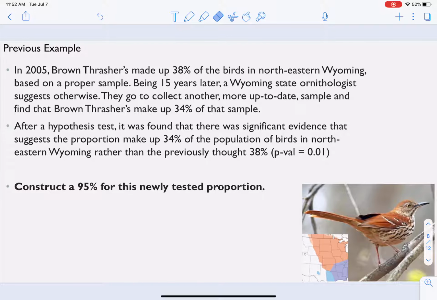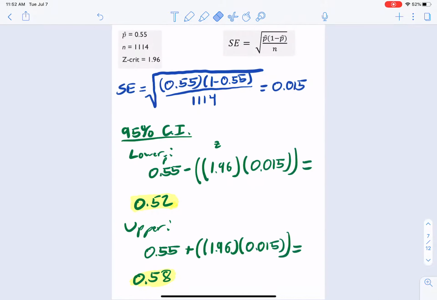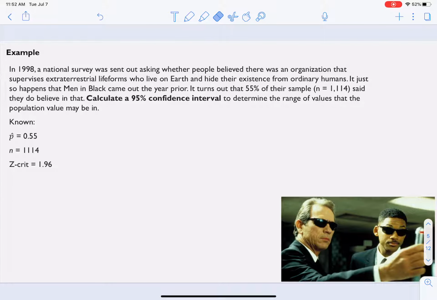All right, welcome back. In the last video, we were talking about constructing a 95% confidence interval for something that's already given to us, right? The hypothesis test was already done for us ahead of time. That's great. And we just wanted to calculate a 95% confidence interval for this proportion based on all this information that was given to us.